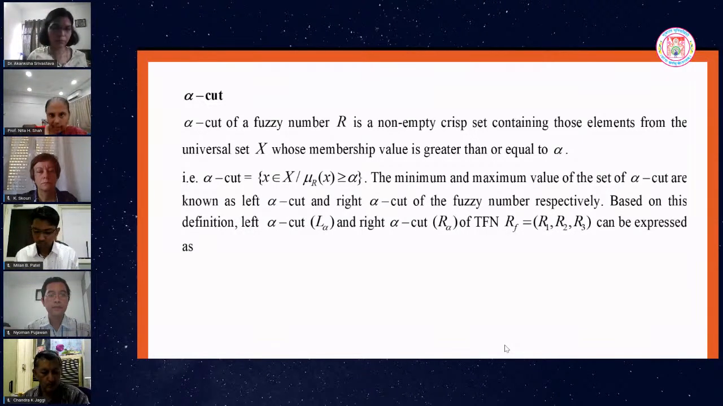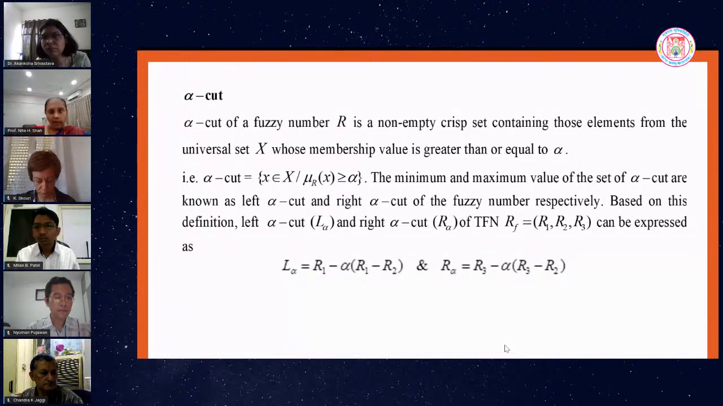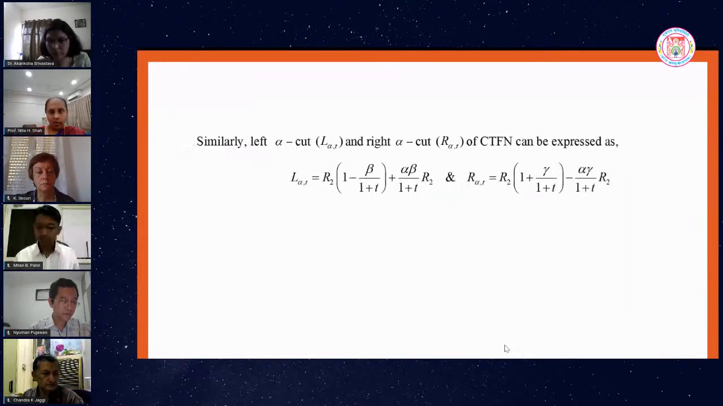Now, how do we define this alpha cut? It is the set of all x from the universal set whose membership value is greater than or equal to alpha. The minimum and maximum values of the set of alpha cuts are known as the left alpha cut, that is on the left side, the minimum value, and the right alpha cut on the right side of the fuzzy number, respectively. Based on the definition, the left alpha cut we will represent as L alpha, and the right alpha cut as R alpha, of the triangular fuzzy number R1, R2, R3, can be expressed as follows. Here we want to define the left alpha cut from the left side of R2, so we have the functional form R1 minus alpha into R1 minus R2, and our right alpha cut is R3 minus alpha into R3 minus R2.